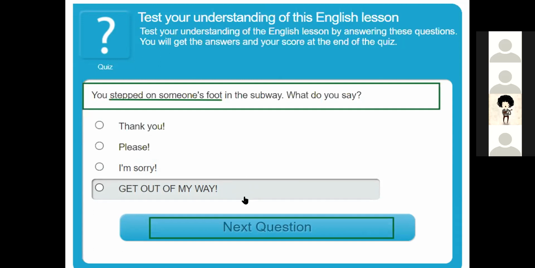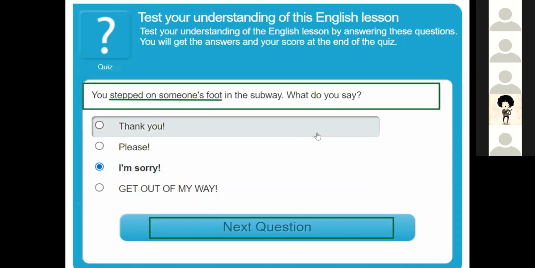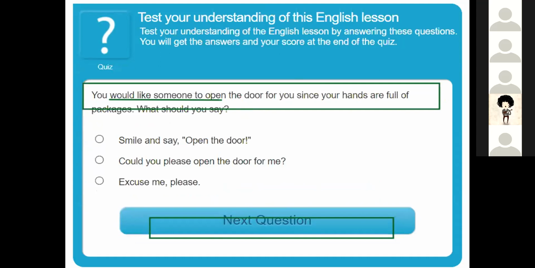Maybe we can hear that in series or something like that, but this is a kind of impolite way to say just, o sea, quítate de mi camino, get out of my way. Okay, but now that we are talking about manners, the correct answer is I'm sorry, lo siento, no fue mi intención. Okay, I'm sorry is the correct answer. So let's see.